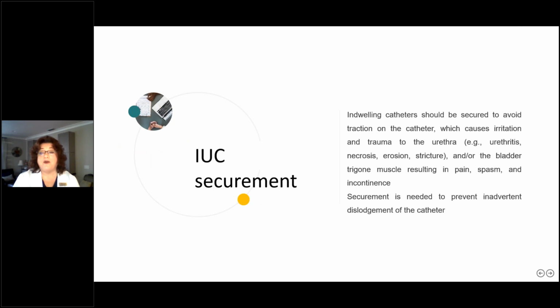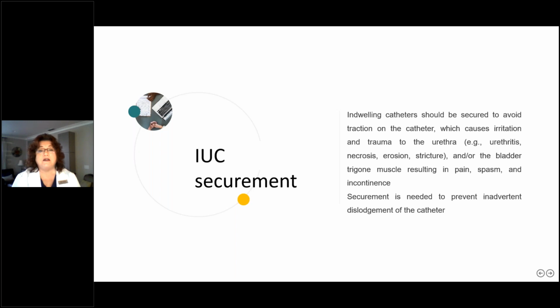Securement, very important. There can be irritation, trauma to the urethra, urethritis, you can have necrosis, erosion, strictures. Also, the trigone muscle: if the Foley catheter is not secured well, it can actually pull down and cause pain and spasm from the trigone muscle, just bumping into it all the time. So securement is needed to prevent inadvertent dislodgement as well, but it's really important for comfort.